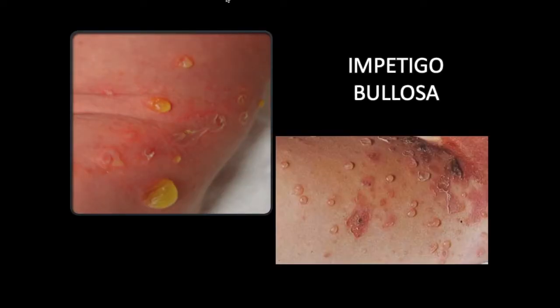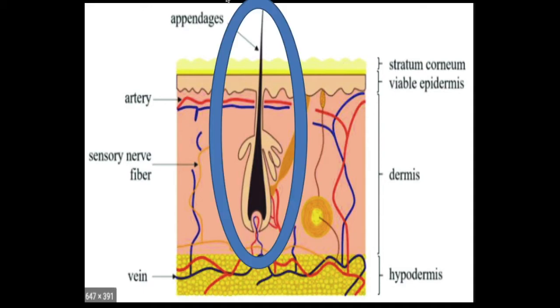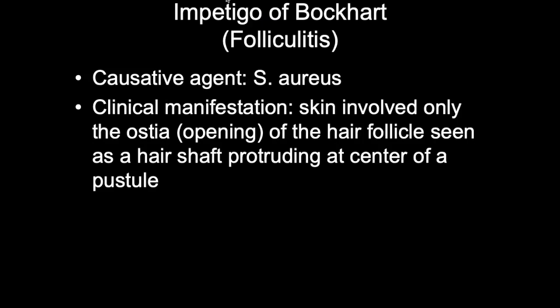The separation of the skin or the bullous lesions are due to phage type 2 of S. aureus producing an exfoliative toxin, which splits or separates the epidermal layer of the skin. Let's go to staphylococcal infection that affects the appendage, your hair follicle. The first one will be folliculitis or called impetigo of Burkhardt.